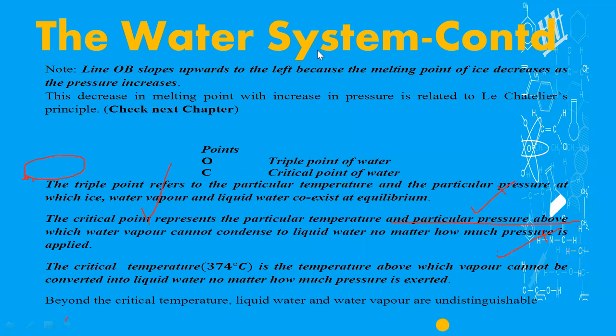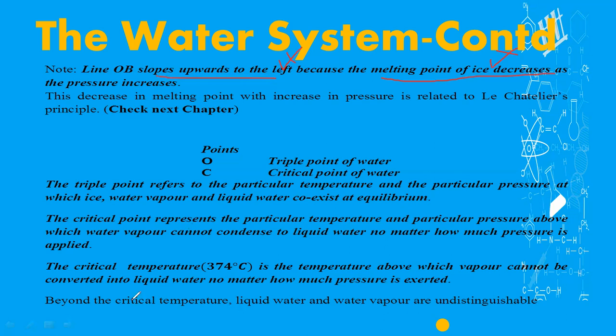So here we are on the water system. We are continuing with the water system. I've just talked about this point here, that line OB slants upwards to the left. It slopes or slants upwards to the left because the melting point of ice decreases as the pressure increases. That's the reason. Then there are some points we need to name on that curve.